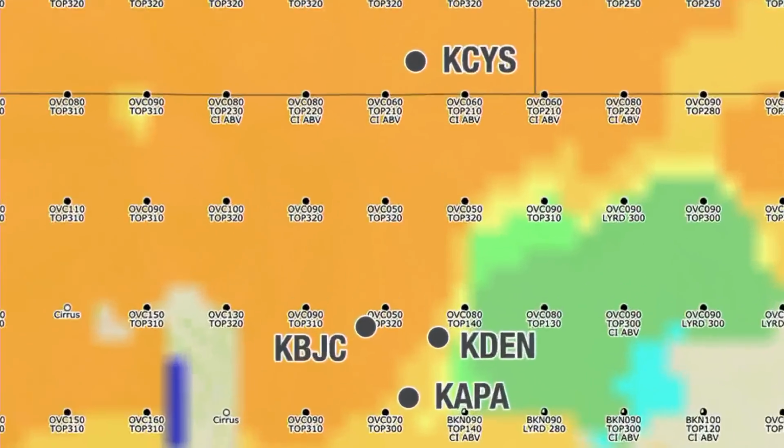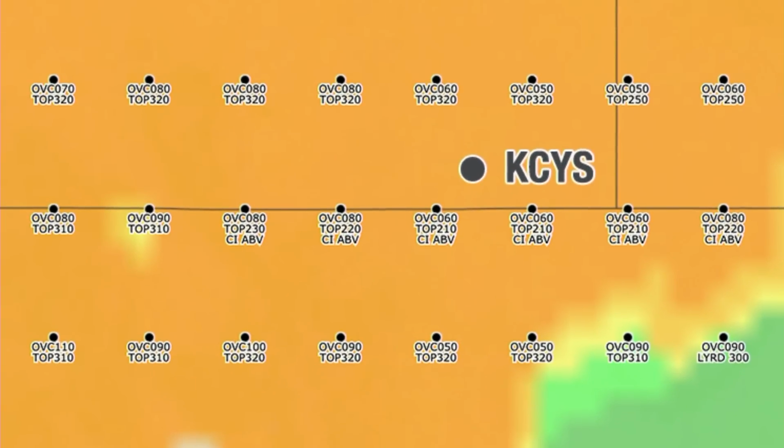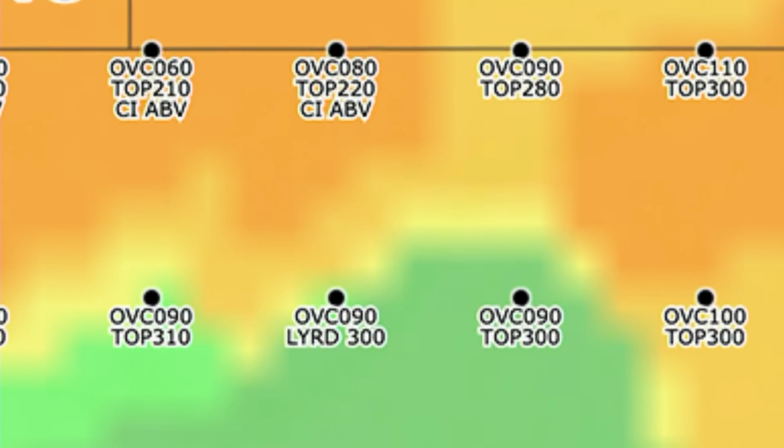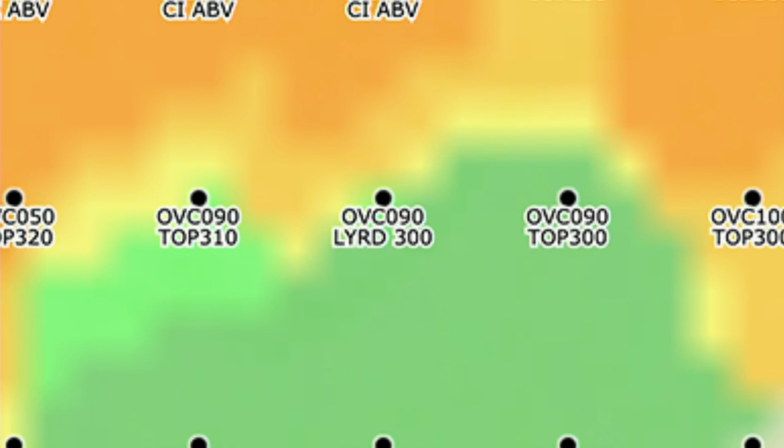Colin, if you zoom in here, you can see we have a few here around Cheyenne where it's saying tops at 23 with cirrus above. So it's trying to identify that for you. And here you can see this one says overcast at 9, layered to 30,000. Okay. But, again, it really doesn't give you any idea of how thick those layers are or where the holes are.